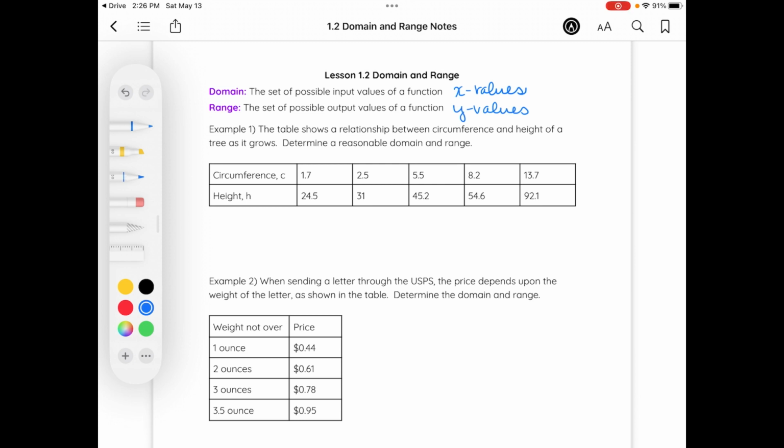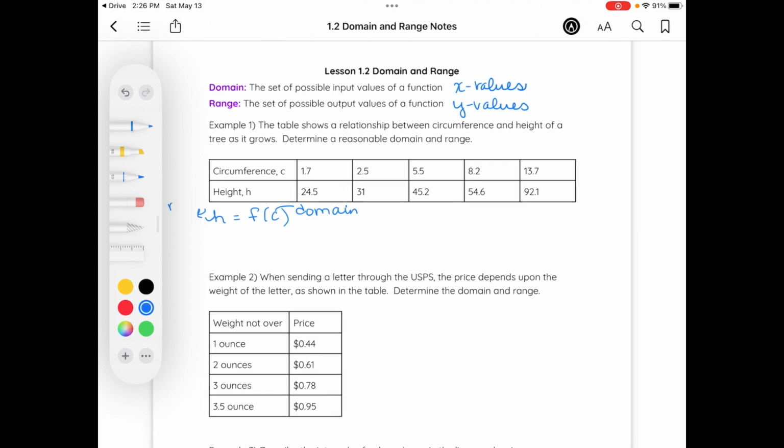When I'm thinking about the circumference of a tree and its height, it appears as if the height here is dependent upon the function of whatever our circumference is. Therefore, our circumference is going to be the domain, the input values, and our height then is determined on how round our tree is, if you will. So this will be our range.